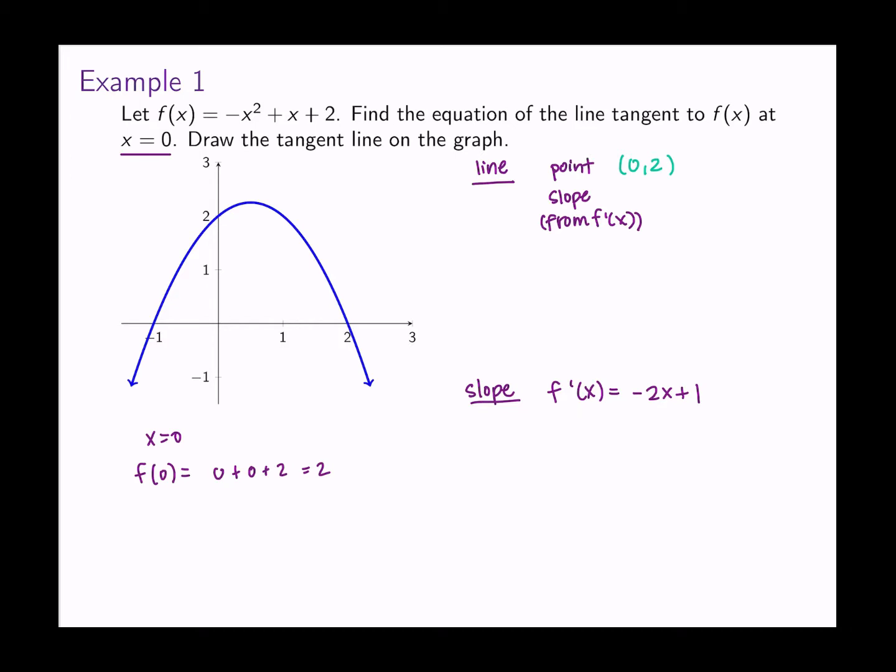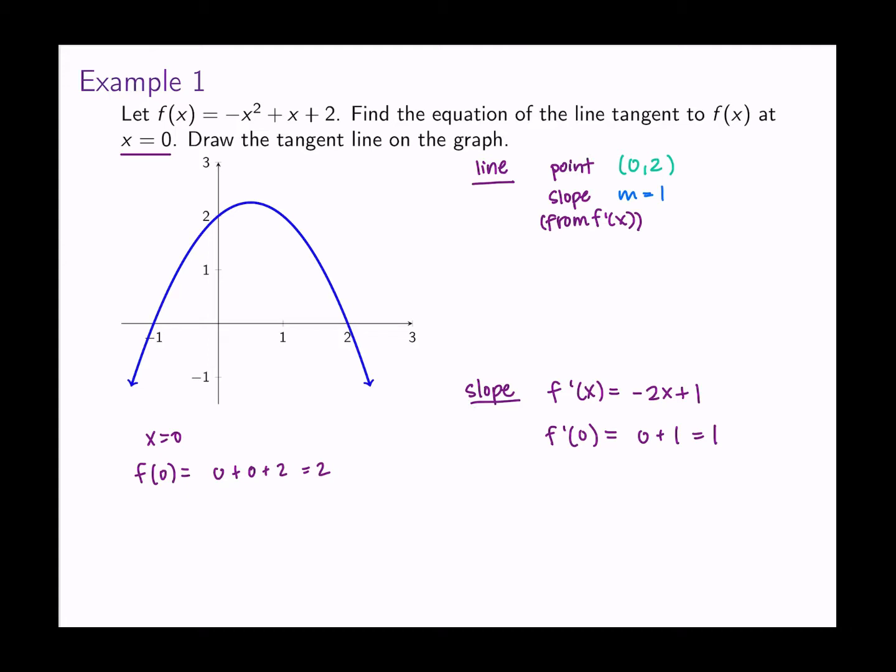But in particular, I need the slope at the point (0, 2). So I'll find f prime of 0. So that is 0 plus 1. Oh, not 0. So that's 1. So my slope is m equals 1.